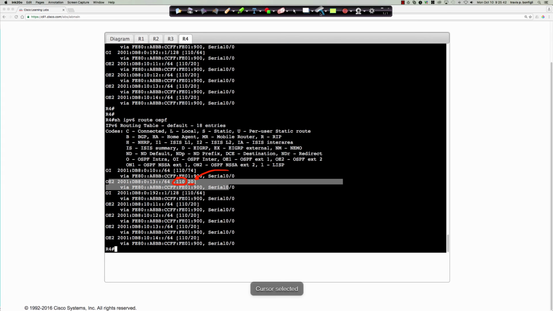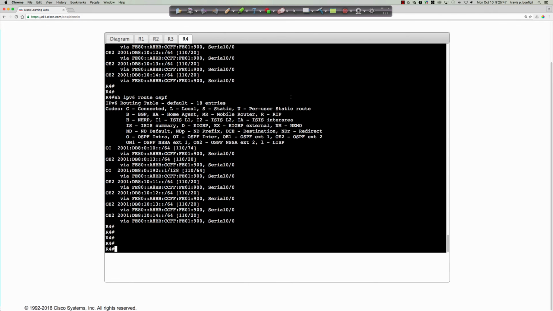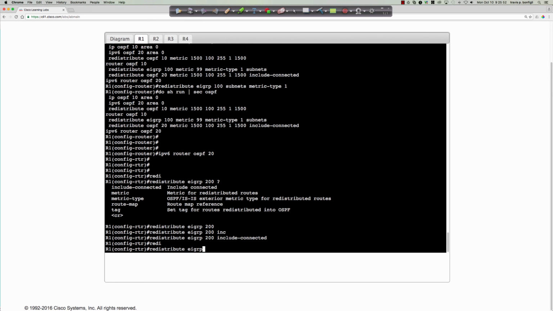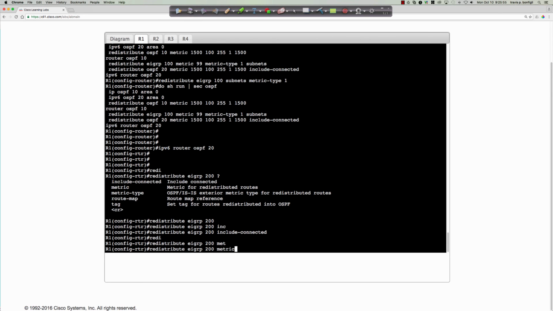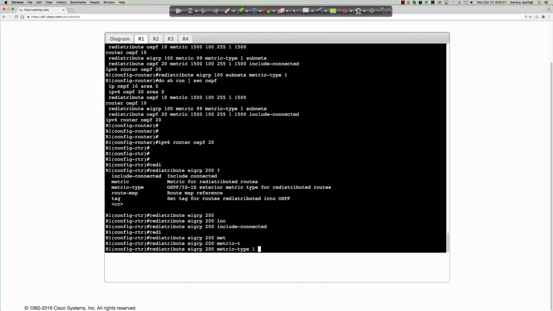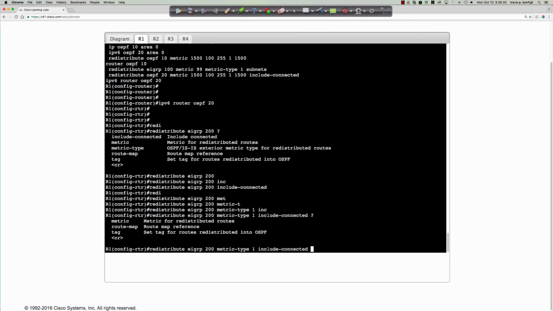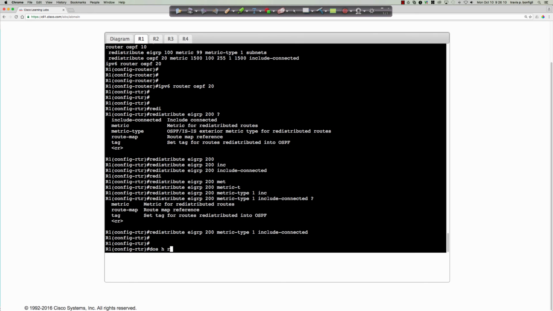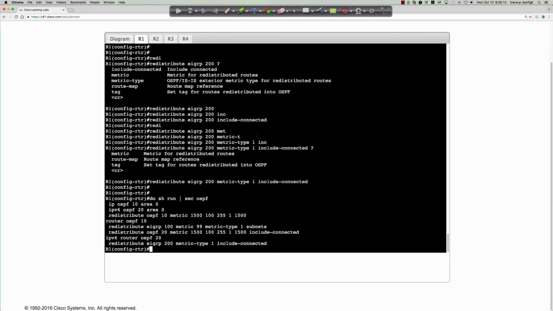Now, it's the exact same thing when we talk about hot potato, cold potato. We can simply change our redistribution command and say redistribute EIGRP 200, metric type, we're going to change it to 1, and we're going to say include connected. Instead of making the seed metric 99, we'll leave the seed metric as 20. Now let's do a do show run section OSPF, which is where we're doing the redistribution from. And here you can see metric type 1, include connected.